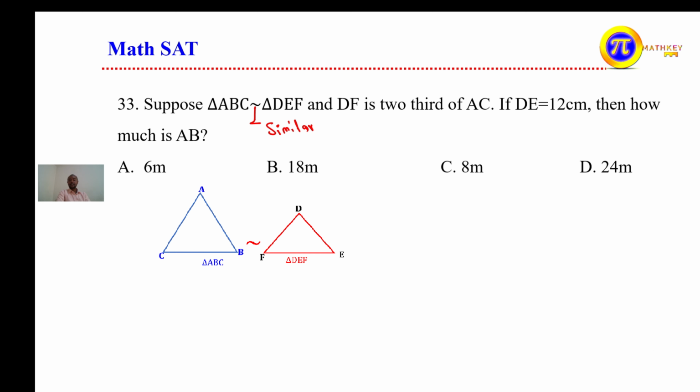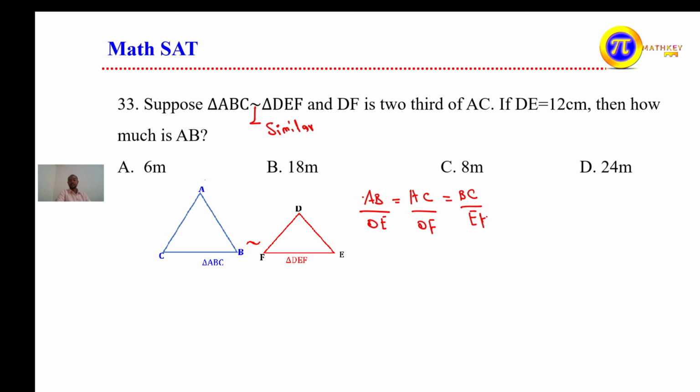So if I have a triangle here, this is A, this is B, this is C. It is similar with triangle DEF, here D, E, and F. Since they are similar, the ratio of their sides, AB divided by DE, is equal to AC divided by DF, which is equal to BC divided by EF.